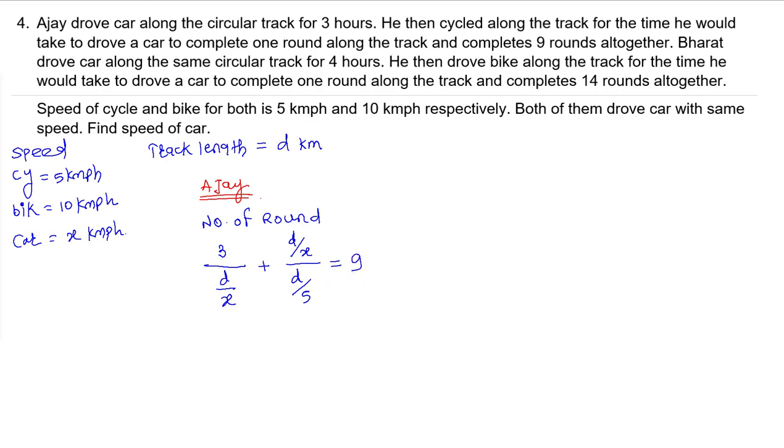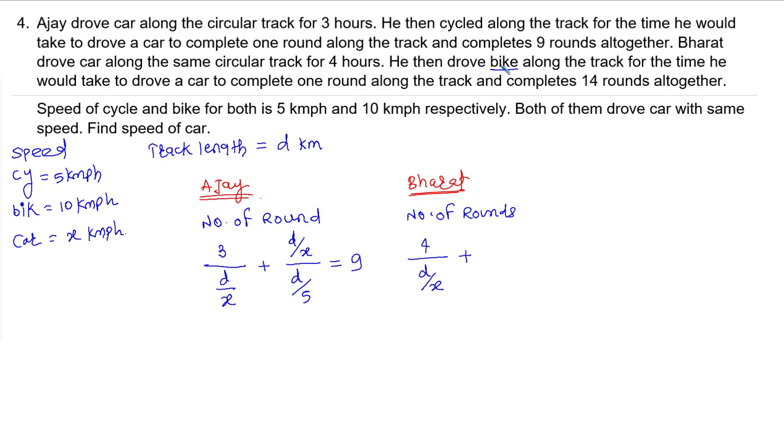So let's make the same kind of equation for Bharat as well. Number of rounds of Bharat. Now Bharat is going to drive the car along the same circular track for 4 hours. The time required for 1 round by using the car is d divided by x. Total time 4 hours. So 4 divided by d by x is the number of rounds by using the car in 4 hours. Now how much time is he going to travel by using the bike?